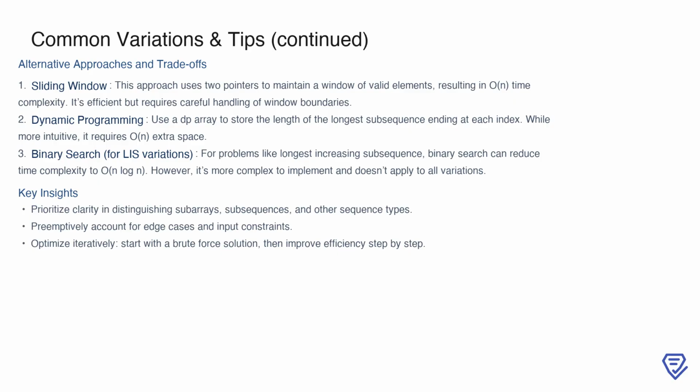A few key insights to keep in mind: always clarify whether the problem involves subarrays, subsequences, or other sequence types. Make sure to account for edge cases and input constraints up front to avoid surprises. Finally, adopt an iterative optimization process. Start with a straightforward brute force solution, then refine your approach step by step to improve efficiency and clarity.